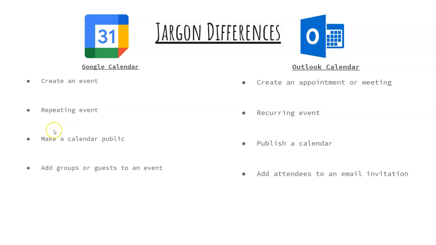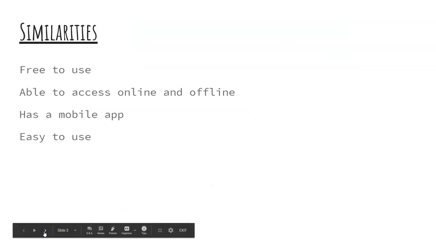In Google Calendar, if you would like to make your calendar public so that everyone can see it, that is what it is called. But in Outlook, to do the same thing, you publish your calendar. And then in Google, you can add a group or a guest to an event. And in Outlook Calendar, they call that adding an attendee, and you do that through an email invitation.